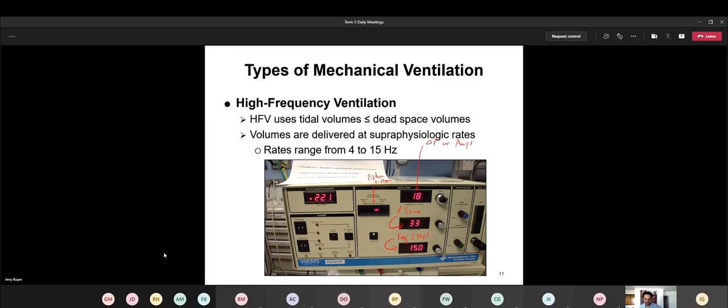But with this machine, it works differently. If your CO2 is too high, you're going to have to decrease your hertz. And if your CO2 is too low, you're going to have to increase your hertz. And then we'll see the rationale behind that when we start looking at the graphs or the waveform that represents what's going on with each cycle.